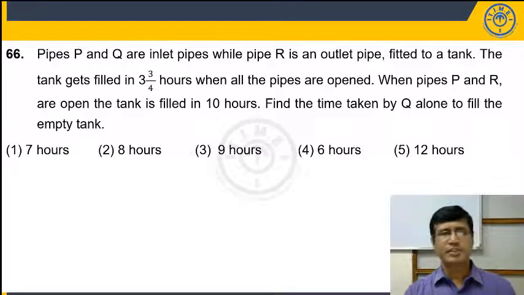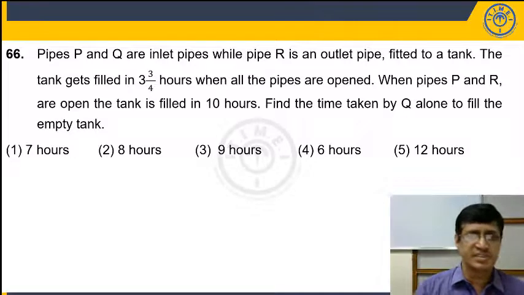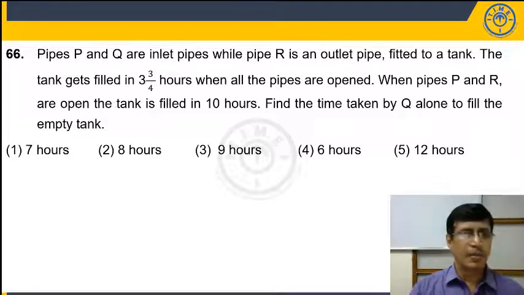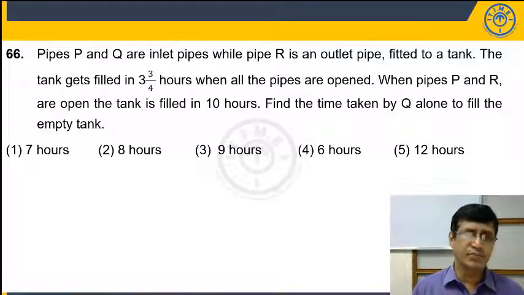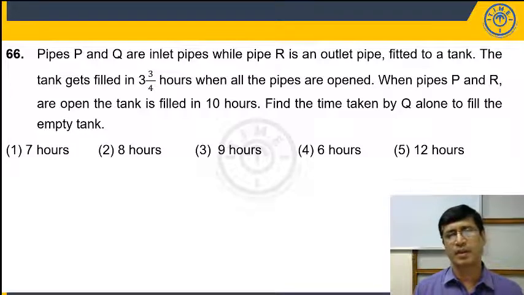Yes, my dear students, next question on your screen, question number 66. Pipes P and Q are inlet pipes, whereas R is an outlet pipe fitted to a tank. The tank gets filled in 3 by 4 hours when all the pipes are opened. When pipes P and R are open, the tank is filled in 10 hours. Find the time taken by Q alone to fill the empty tank.